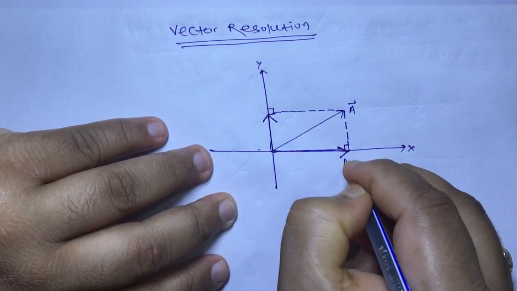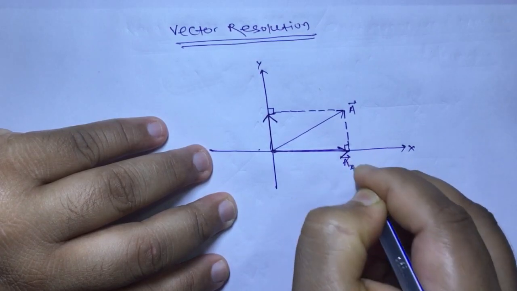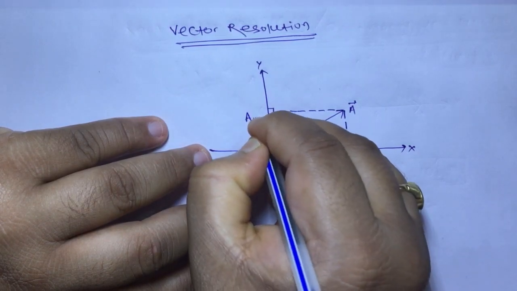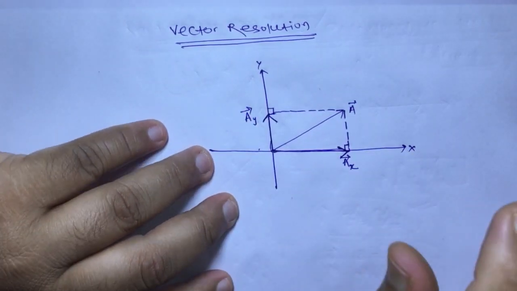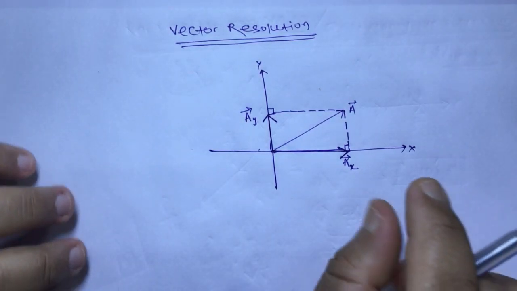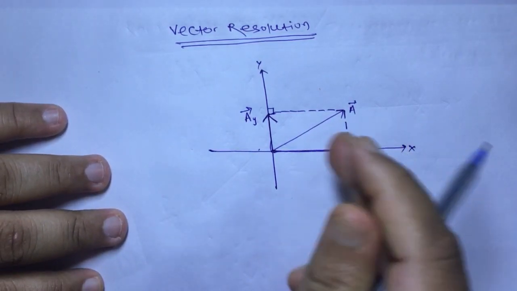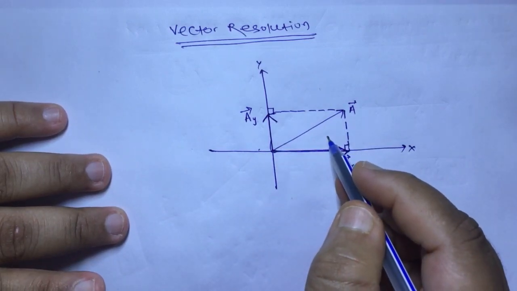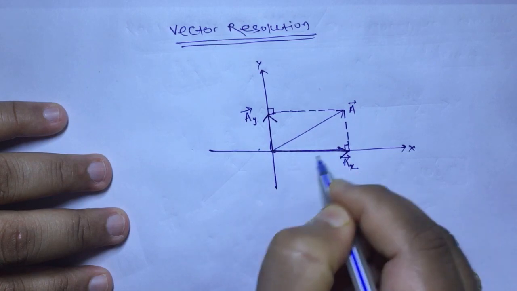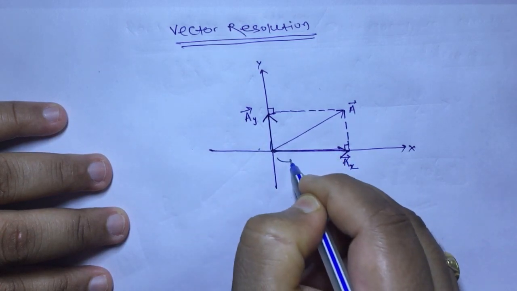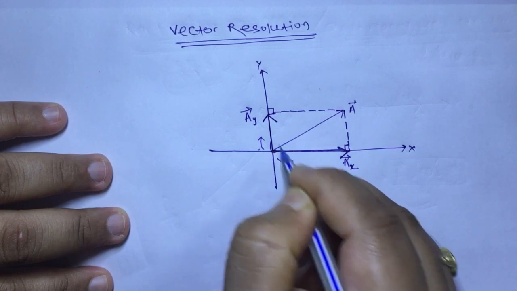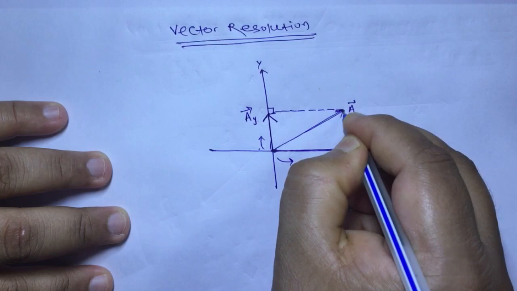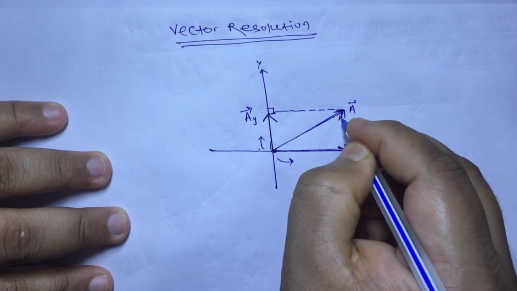For now, let me write it as the ax vector. It is just a vector named ax vector, and this is another vector named ay vector. Now if you remember the parallelogram law, this is a rectangle, and all rectangles are parallelograms. So these two vectors represent two sides of a parallelogram drawn in opposite orders, and this vector is nothing but the diagonal of that parallelogram.